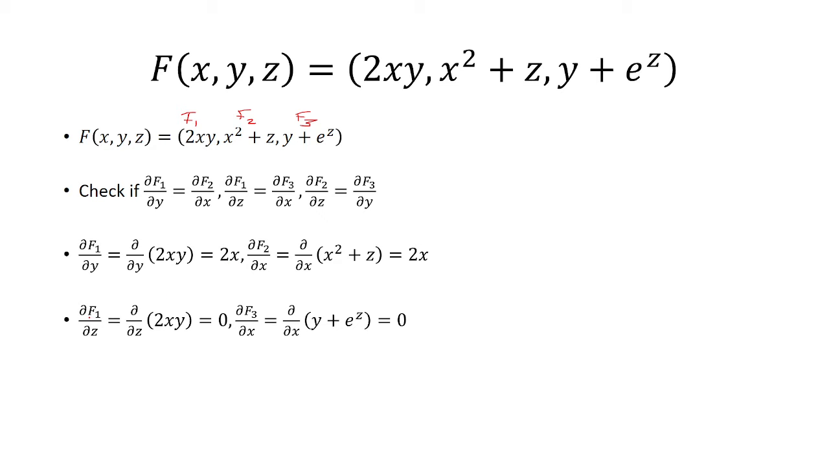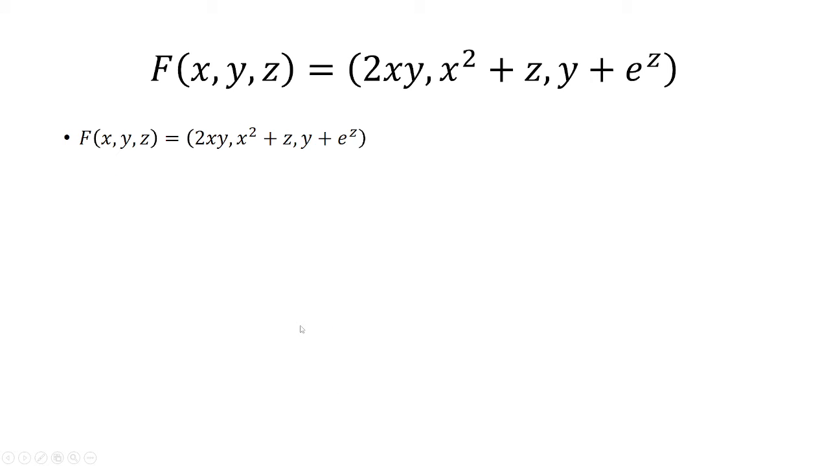We move on to f1 with respect to z and f3 with respect to x. Those are both 0. Finally, we take the derivative of f2 with respect to z and f3 with respect to y and see that they're both 1. So because the equalities hold, we say that capital F of x, y, z is conservative.